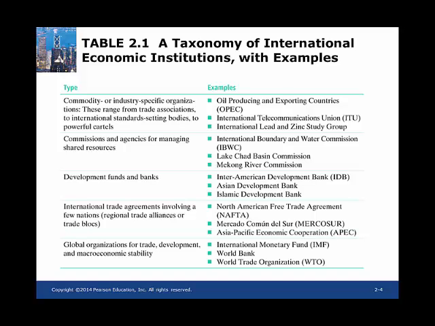Fourth type of institution is international trade agreements involving few nations, regional trade alliances or trade blocs. North American Free Trade Agreement, Mercado Común del Sur, Asia Pacific Economic Cooperation. And fifth type of institution is global organizations for trade, development and macroeconomic stability: International Monetary Fund, World Bank, World Trade Organization.